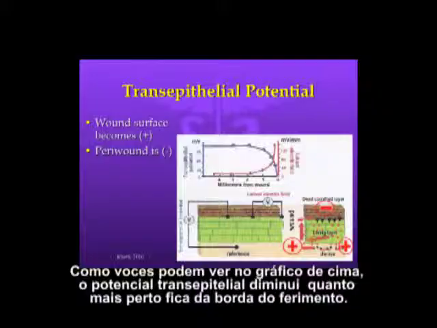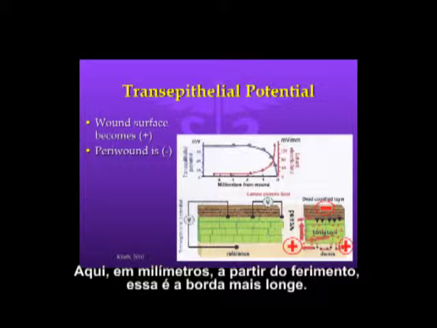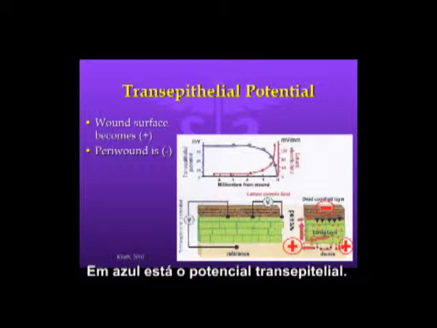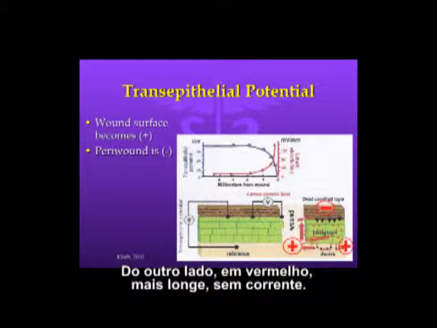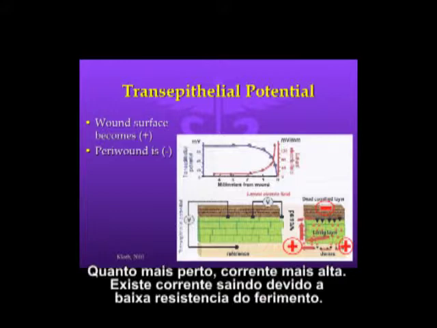So as you can see in the top graph, the transepithelial potential decreases as it gets closer to the wound edge. So on here, in millimeters from the wound, this is the edge farther away. Okay. So the blue is transepithelial potential. As I get close, current's going out, no separation of charge, no potential energy. On the flip side, in red, farther away, no current flow, closer and closer, higher current, because I'm getting current leaving that low resistance wound.